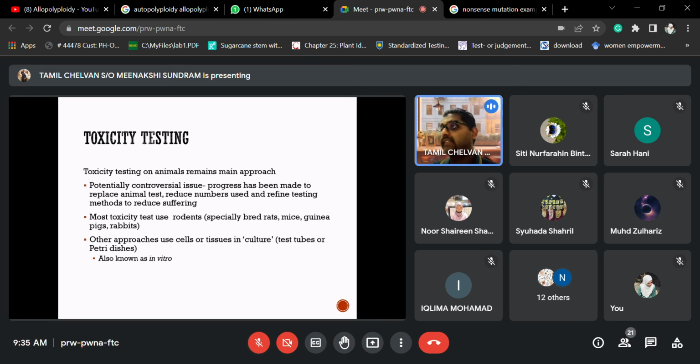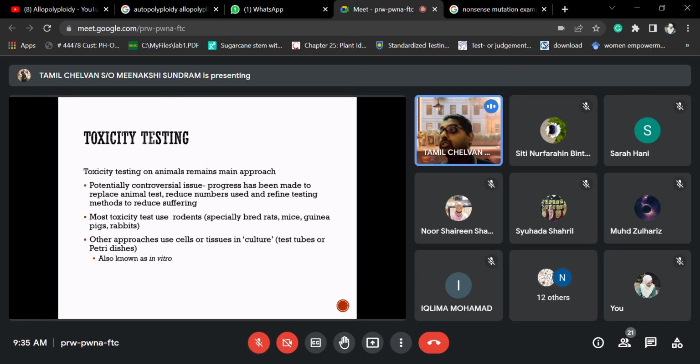Toxicity testing. Toxicity testing on animals remains the main approach. Potentially controversial issues. Progress has been made to replace animal tests, reduce numbers used, and refine testing methods to reduce suffering. So this is a controversial issue lah, on animals. So they are now using a lot of in vitro tests; animal tests are used, but at the last level.